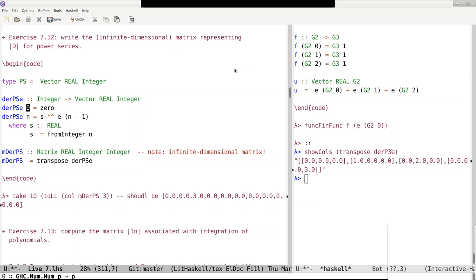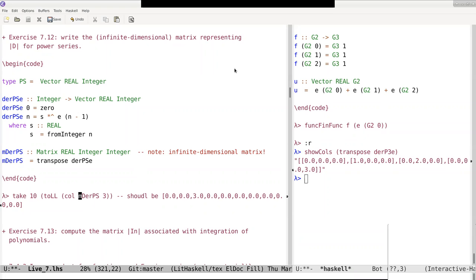Okay, so for the first natural number zero, well, the derivative of one times x to the power zero, so the derivative of one, is zero. And the derivative of x to the power n is just n times x to the power n minus one. So we are here, which is just n from integer, times the n minus one canonical basis vector. And we are done. We have built an infinite dimensional matrix by just applying this combinator, transpose their PS.